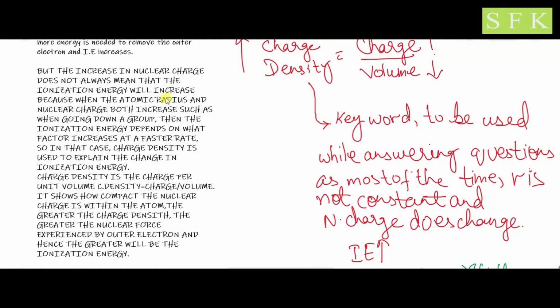Now, but the increase in nuclear charge does not always mean that the ionization energy will increase, because when the atomic radius and the nuclear charge both increase, such as going down a group, then the ionization energy depends on which factor increases at a faster rate. So in that case, charge density is used to explain the change in ionization energy.